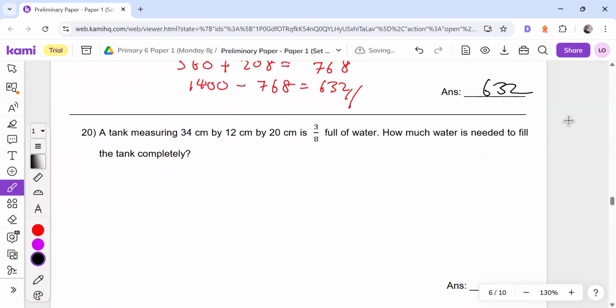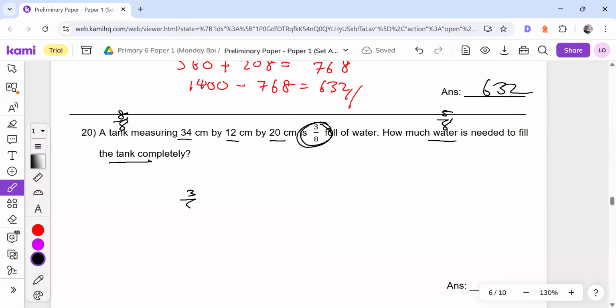Next one. A tank measured 34 by 12 by 20 is 3 over 8 full of water. How much water is needed to fill the tank completely? When you see a fraction, there must be 8 over 8, 3 over 8, and there must be 5 over 8, which is the empty space. So the tank has an empty space, which is 5 over 8. So make sure when you see a fraction, you have other fractions as well: 8 over 8, 3 over 8, 5 over 8.